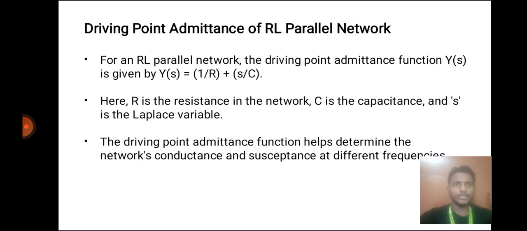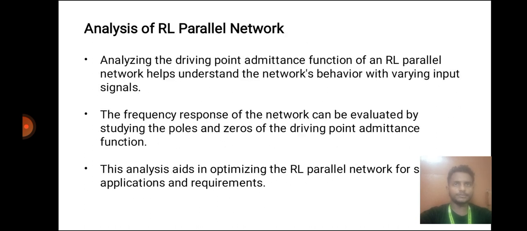Driving point admittance of RL parallel network. For an RL parallel network, the driving point admittance function Y(s) is given by Y(s) = 1/(R + s/C). Here R is the resistance in this network, C is the capacitance and s is the Laplace variable. The driving point admittance functions help determine the network conductance and susceptance at different frequencies.